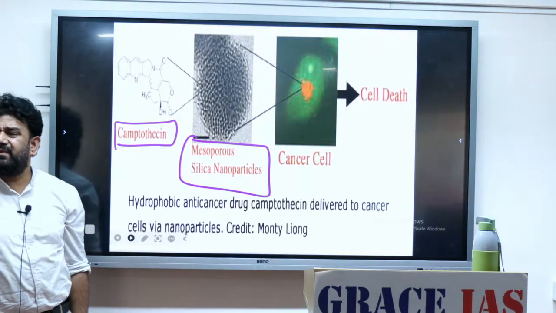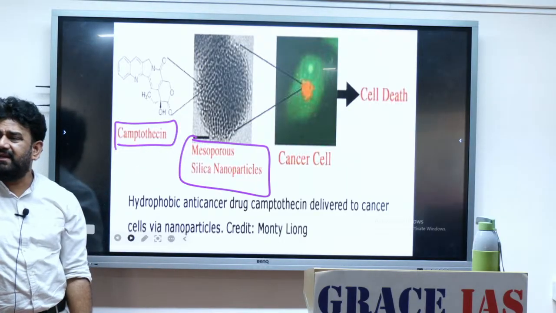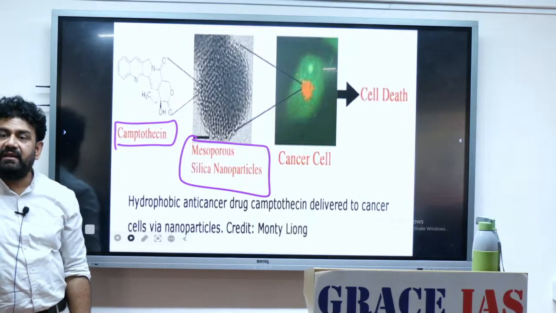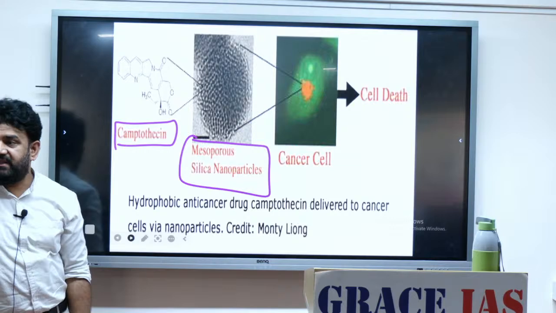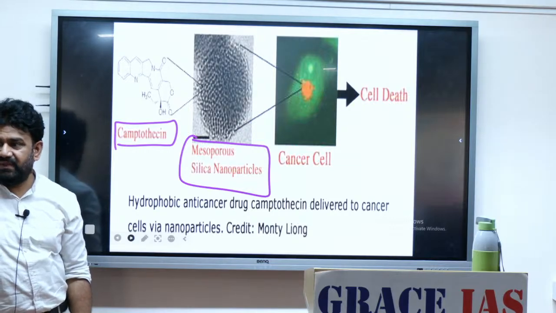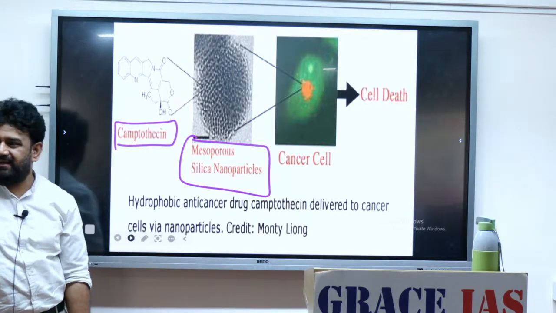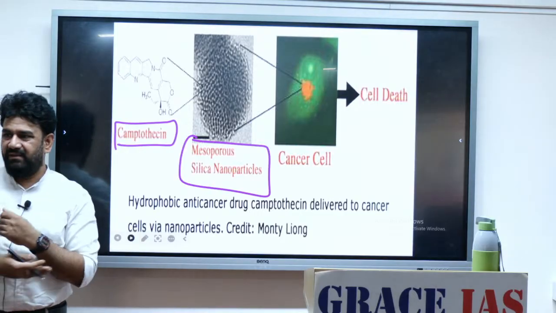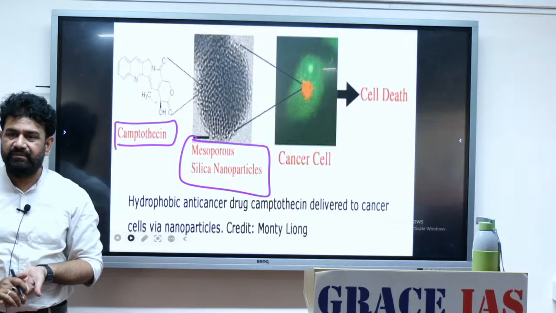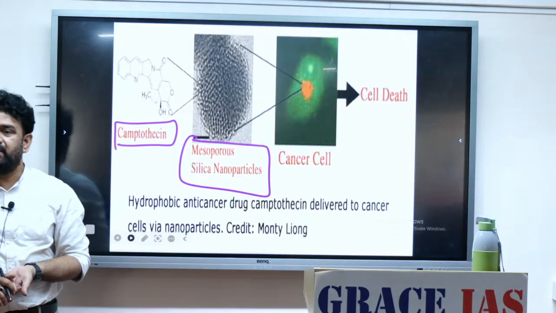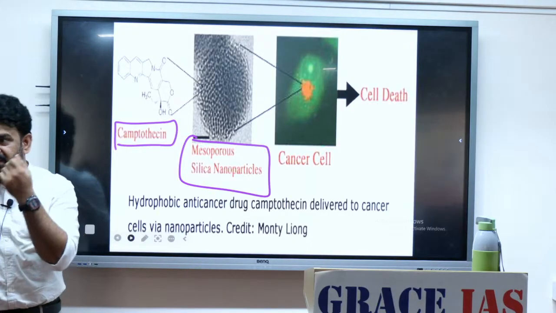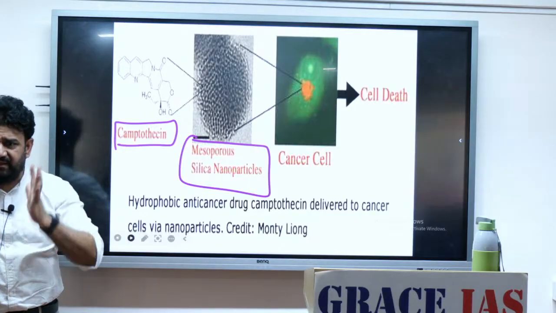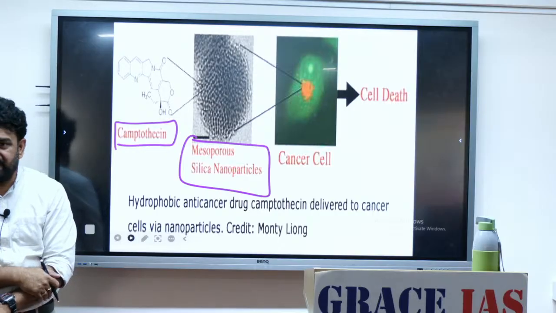Why do we need to use this nanotechnology directly? Why can't you inject camptothecin? Cancer chemotherapy has many side effects. Hair loss is one. You see, cancer patients lose hair. Before they lose hair, they shave off their head, because it would be embarrassing. You cannot accept losing your hair. Hence, many people shave off their hair. You must have seen. Cancer means no hair on the head. You get the point here?